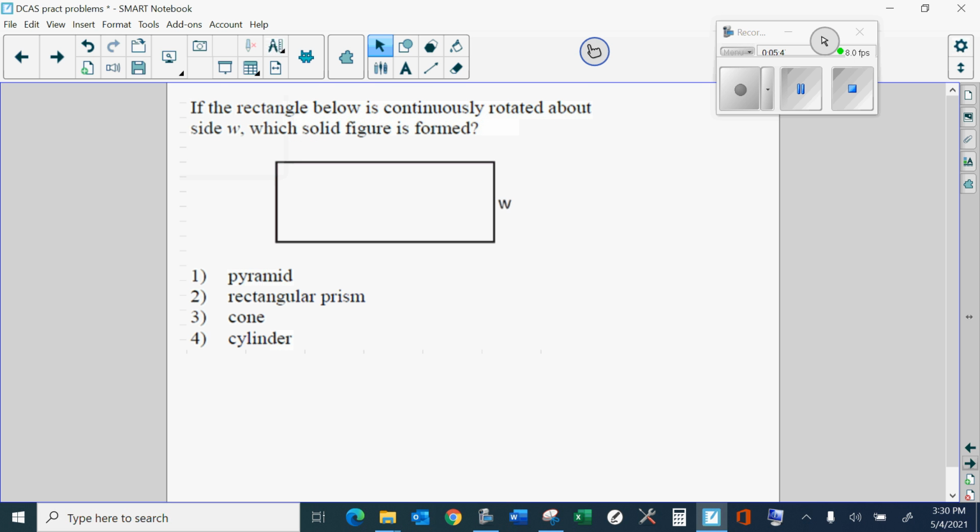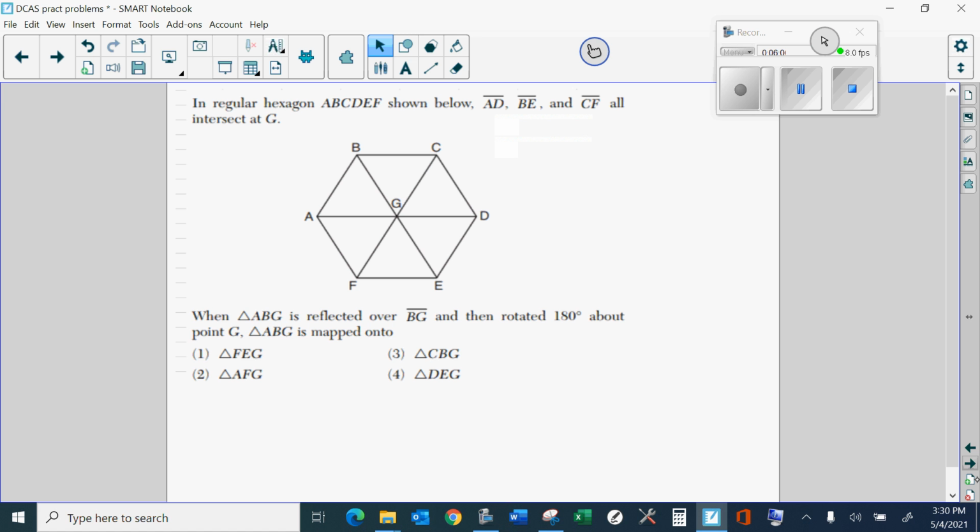All right, the rectangle below is continuously rotated about side W. That's automatically a cylinder. Just like if I had it over the x-axis, something like that, and they rotate either about the x-axis or y-axis, cylinder. Common one, because you do that in calculus. All right, regular hexagon again.